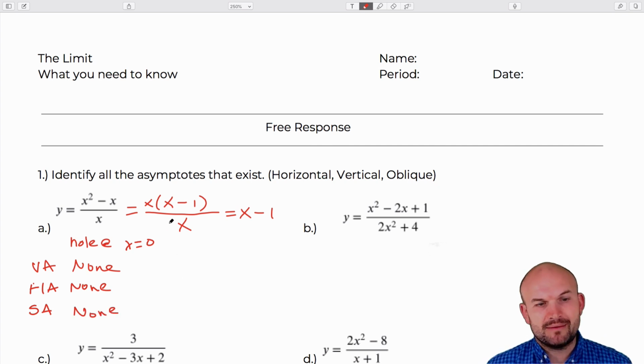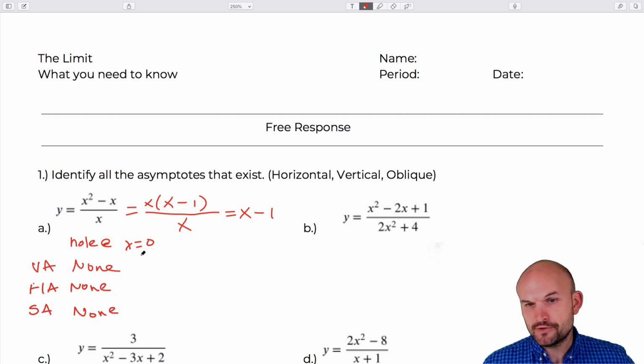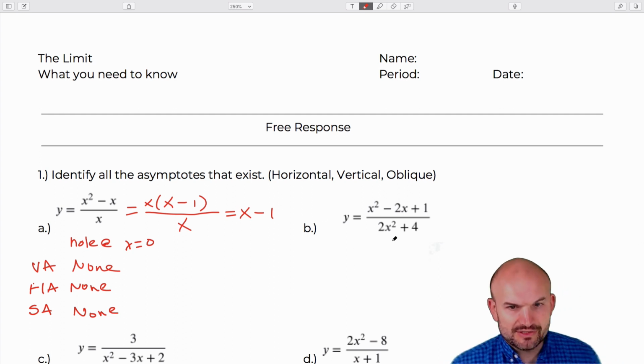So I started with this problem so that we make sure we're very careful identifying holes, because holes are going to impact our asymptote equations for vertical, horizontal, as well as slant. So in this case, we literally just have a line, y equals x minus 1 with a hole at 0. All right. So let's get into another problem here.